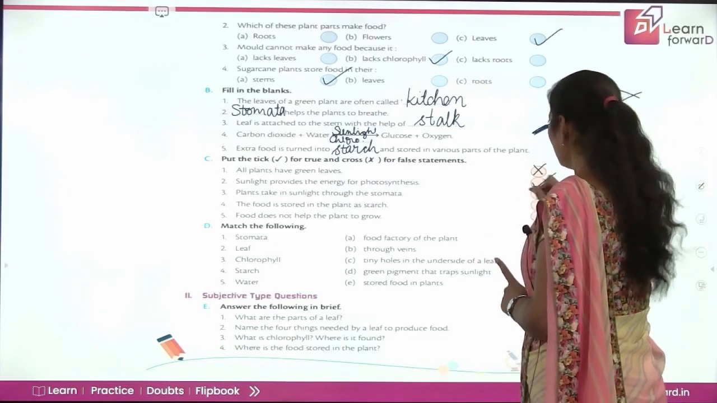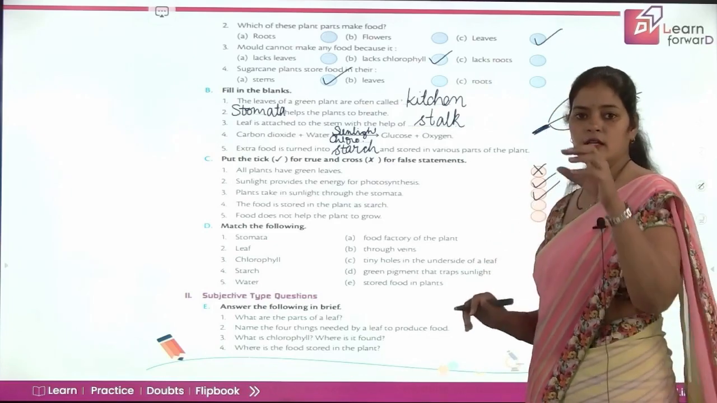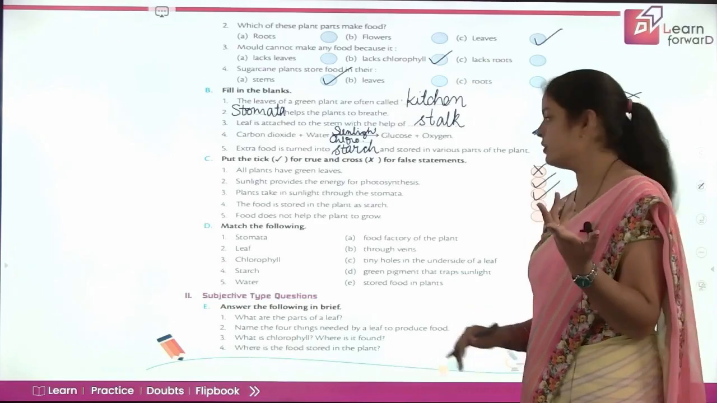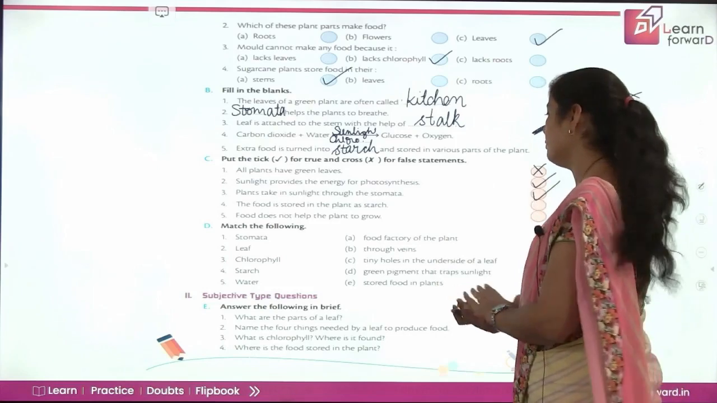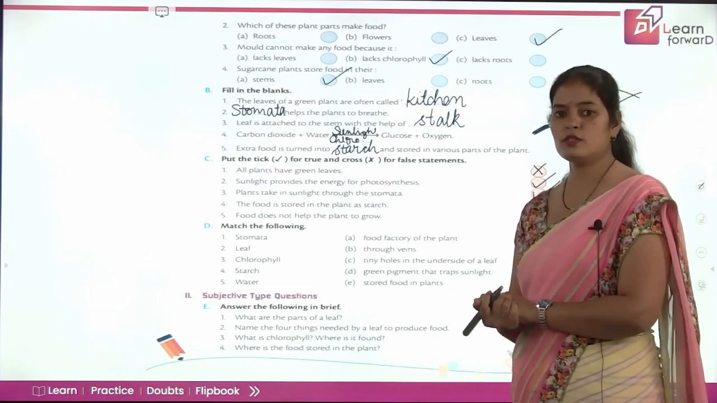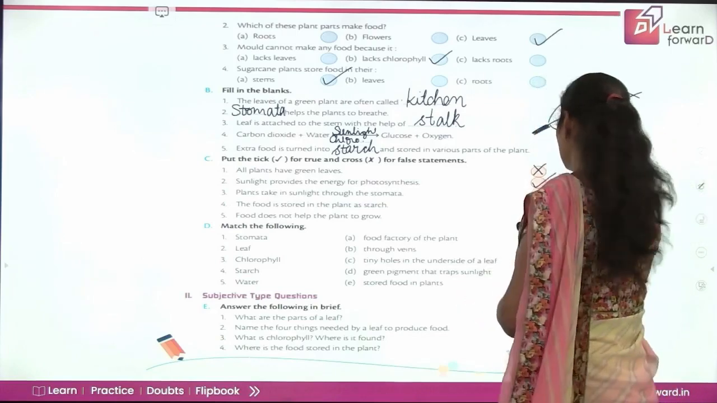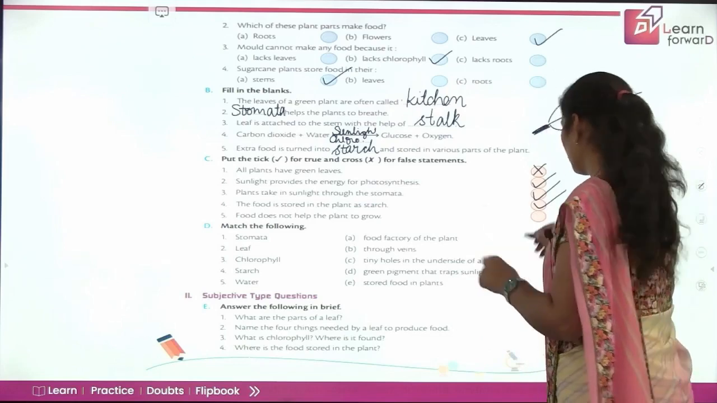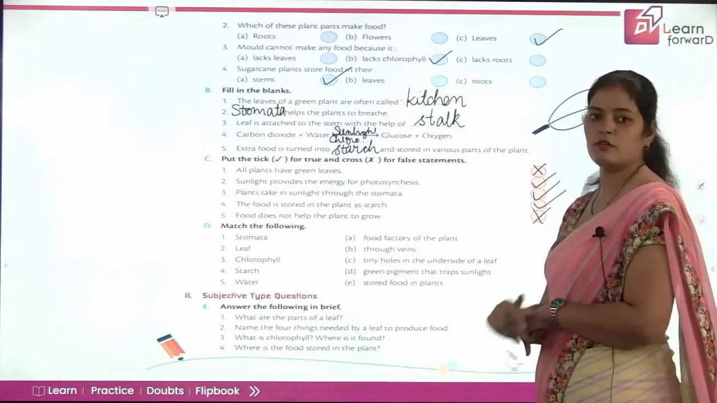You can say because inside these stomatas there are chlorophyll molecules, because cells have chlorophyll and sunlight is trapped in the chlorophyll molecules. The food is stored in the plant as starch. The food is stored in the plant as starch, true, because glucose is formed. Food does not help the plant to grow, wrong. This is the first function of food.